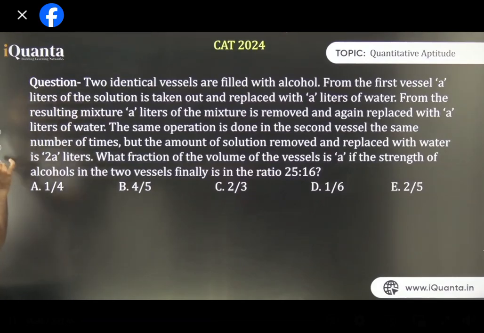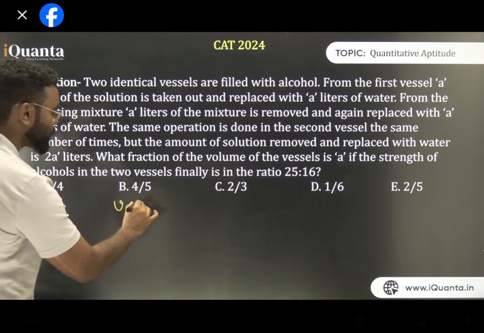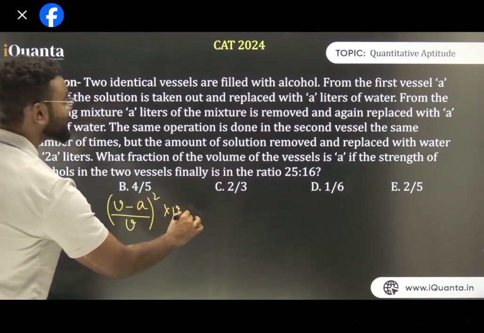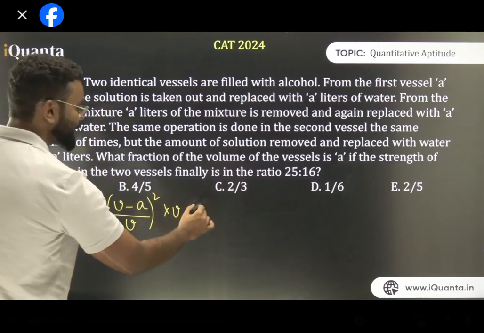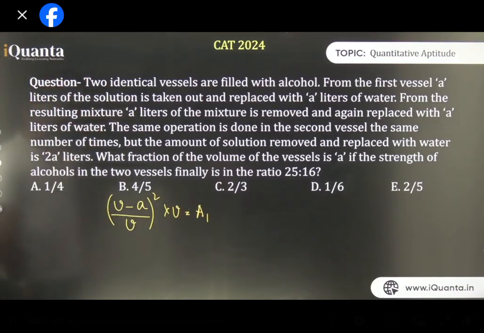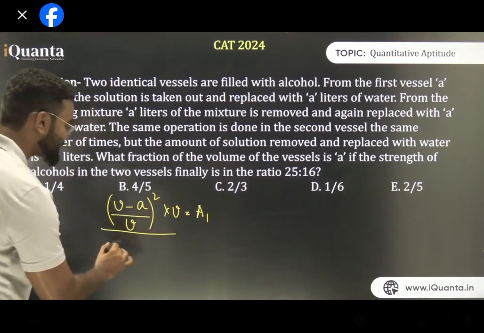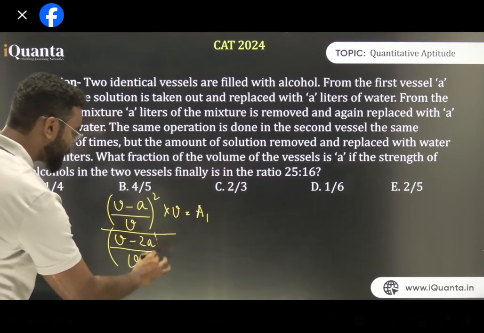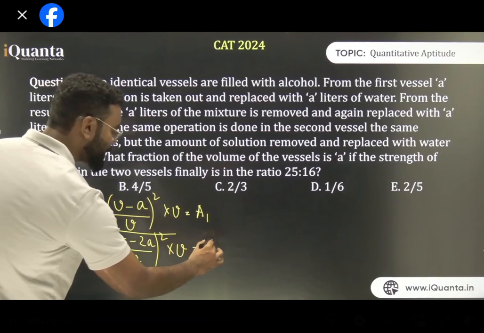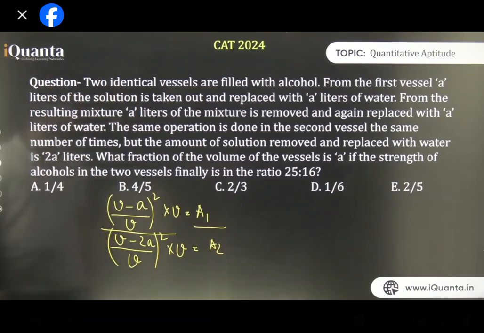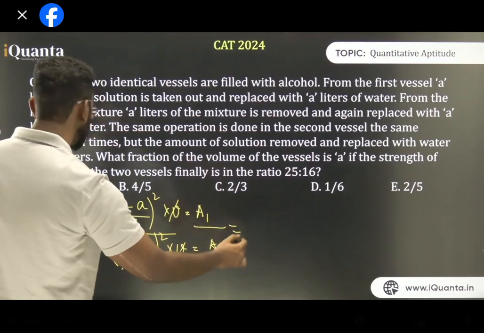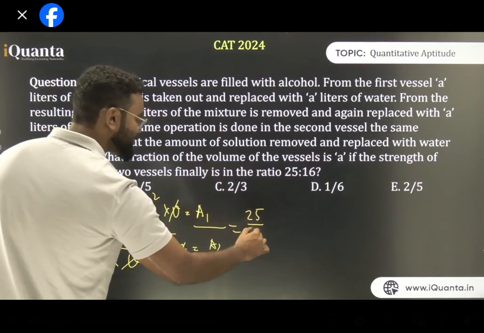Let's say the initial volume is V, and the amount replaced is A. The portion of alcohol in the first vessel is V minus A upon V whole square into V. The portion of alcohol in the second vessel has to be V minus 2A upon V whole square into V. That is for A2. Now if I find the ratio, the V gets cancelled out, and this ratio is given: 25 upon 16.